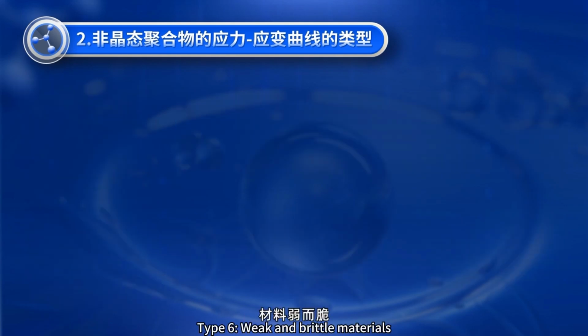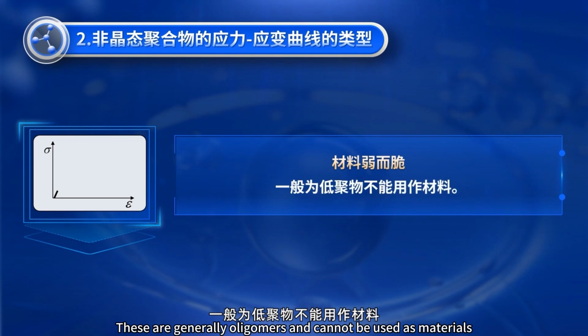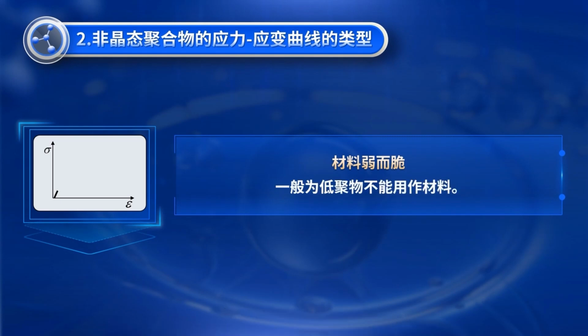Type 6, weak and brittle materials. These are generally oligomers and cannot be used as materials.